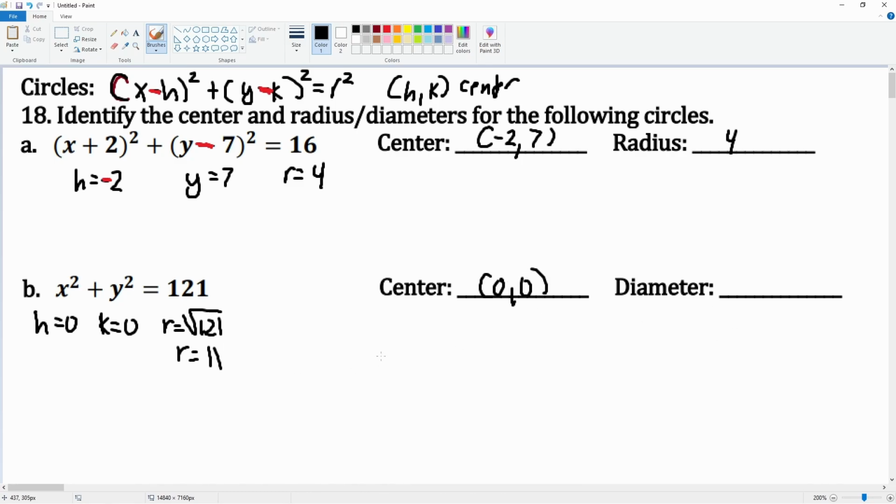The diameter, though, if the radius is 11, then the diameter has to be 22 because we double the radius. Okay, there you go.